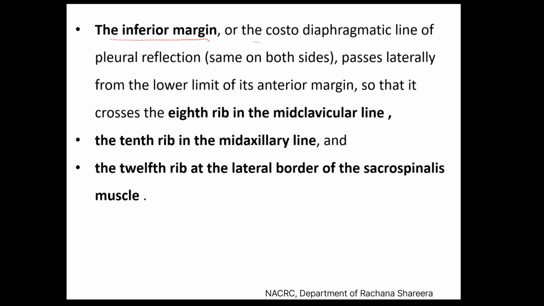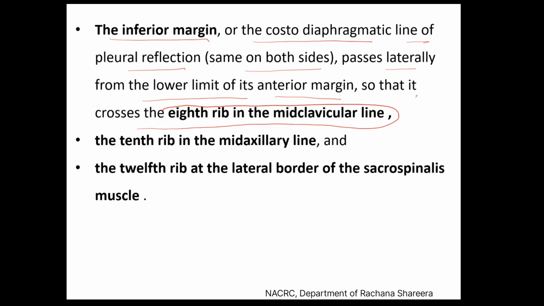The inferior margin, or the costodiaphragmatic line of the pleural reflection, is the same on both sides. It passes laterally from the lower limit of its anterior margin so that it crosses the 8th rib in the mid-clavicular line, and the 10th rib in the mid-axillary line, which we can see in the last diagram. The 12th rib at the lateral border of the sacrospinalis muscle.